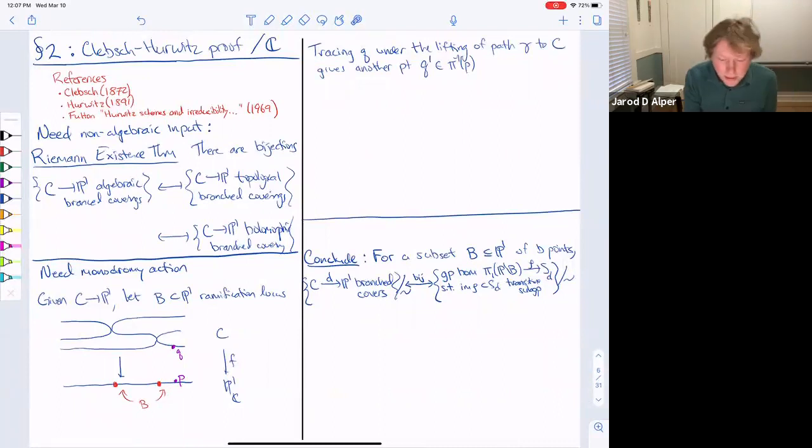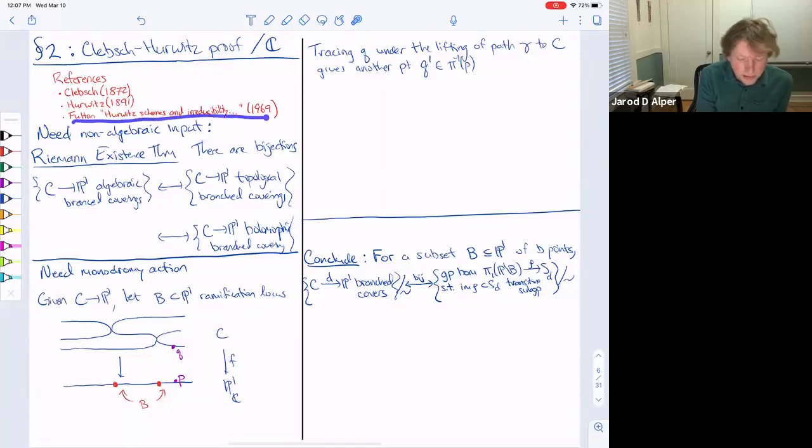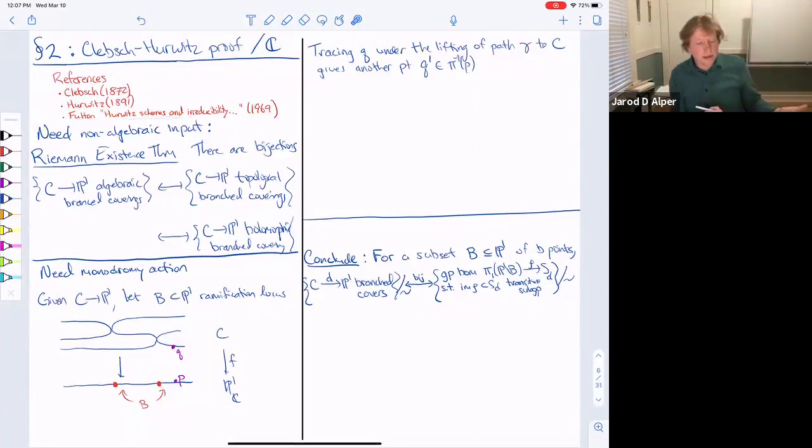Okay, so here are the references: Clebsch's paper, Hurwitz's paper, and then there's Fulton's 1969 paper, which we'll get to later. He also gives a sort of modern treatment of these proofs, and ultimately his proof in positive characteristic relies on the characteristic zero statement. So you can read about it in that paper too.